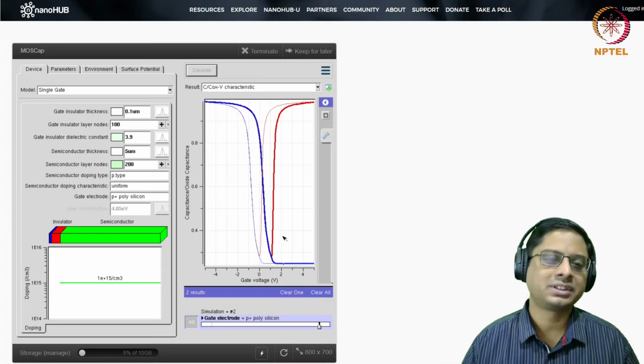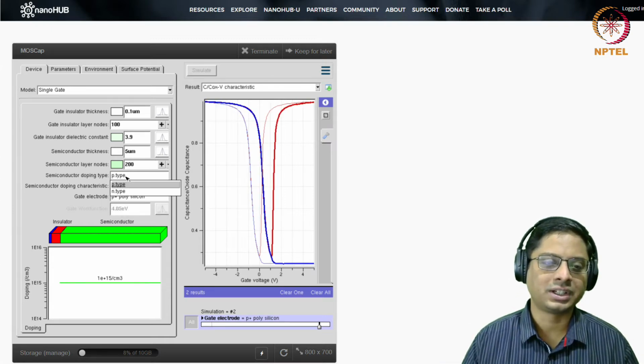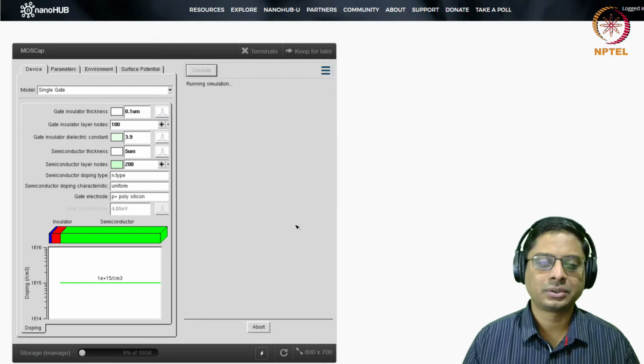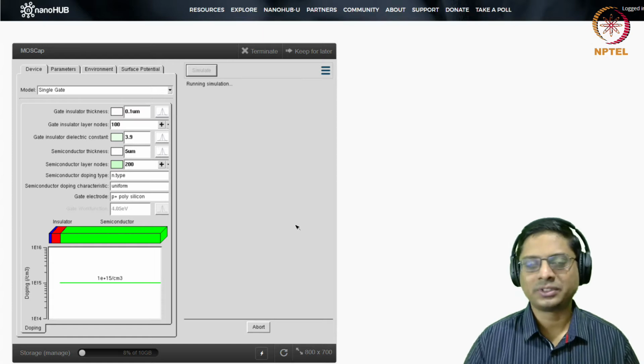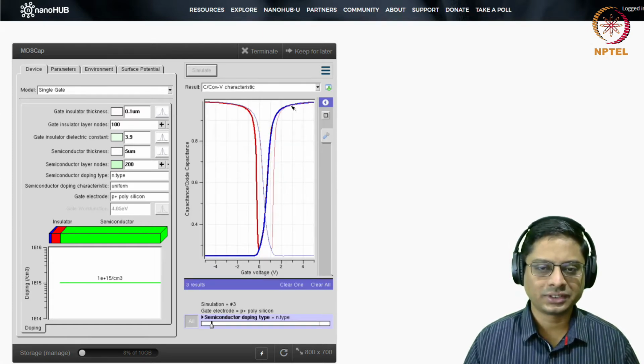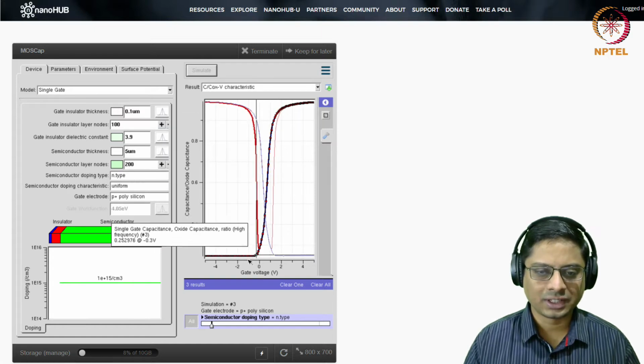You could do the same thing with even PMOS. So I'll use an N-type substrate. Now let me run with P plus poly. Okay. So we would expect the shape of the curve to change, isn't it? It's PMOS, right? So you see, this is your PMOS device, and the Vt is again around the same point.